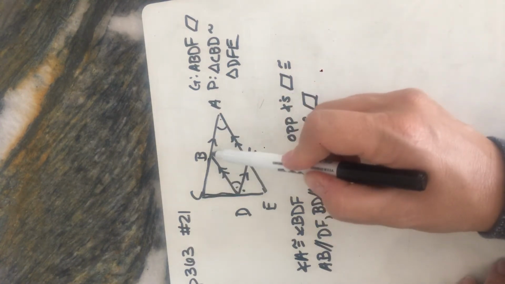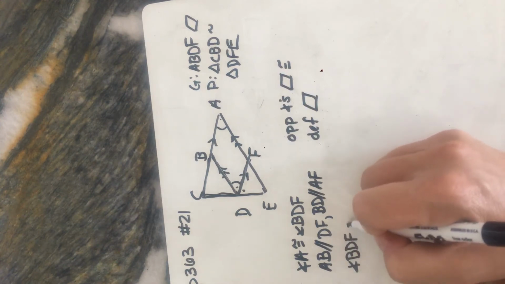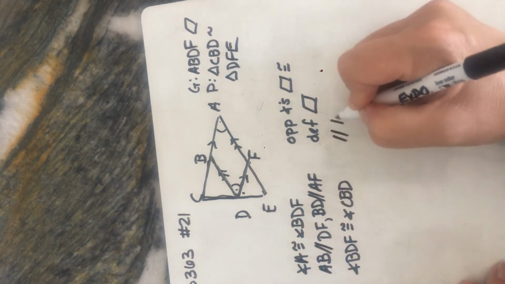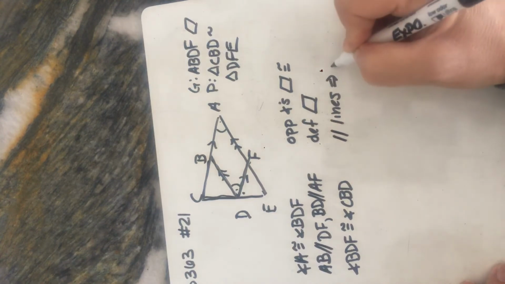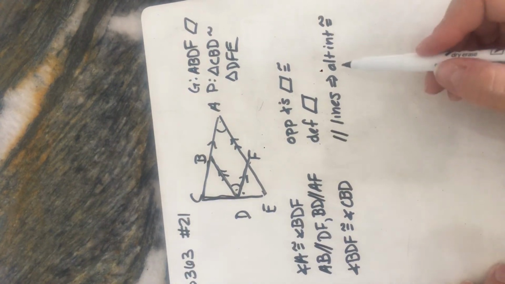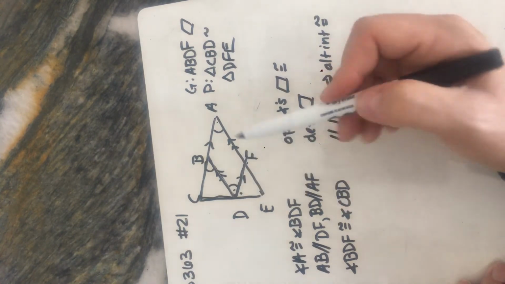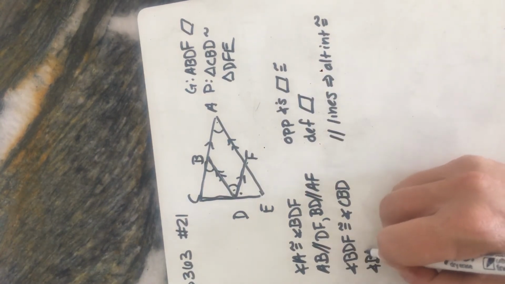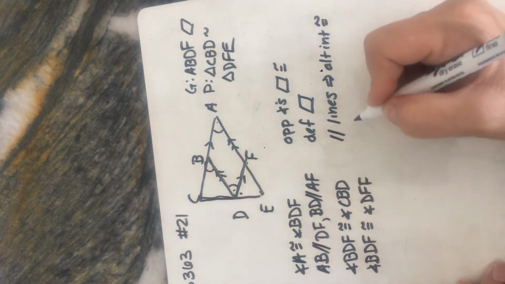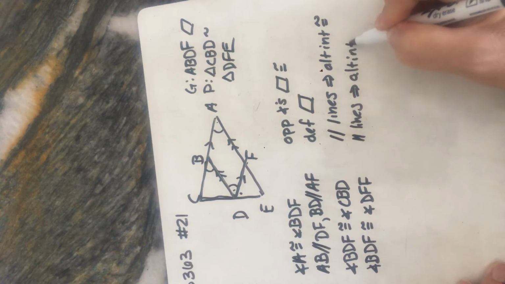Okay, here we go. So here's a Z, right? So angle BDF is congruent to angle CBD because parallel lines, then alternate interior angles are congruent. So that's something way back when, but you're going to need to remember that. All right, we also have another Z over here, right? So angle BDF is congruent to angle DFE by the same reason, parallel lines, then alternate interiors congruent.